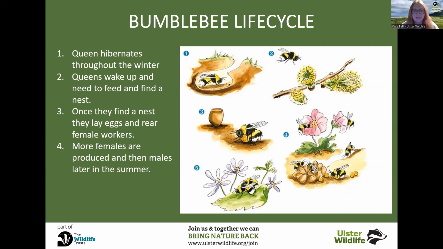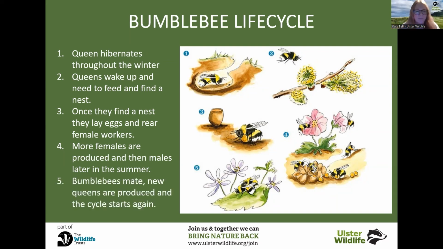So the males are born at the end of the year. They don't have a sting, they don't have pollen baskets, because all they're doing is mating with the queen, so that the queens are fertilized for the next year, and then they go around and feed, and that's it. So bumblebees mate, new queens are produced, and the cycle starts all over again.